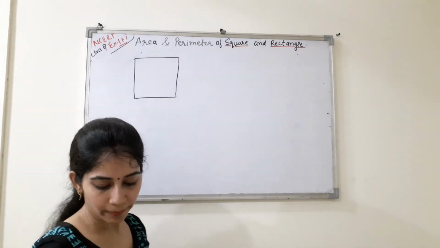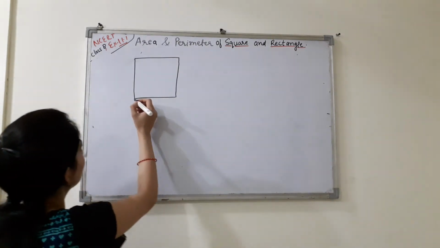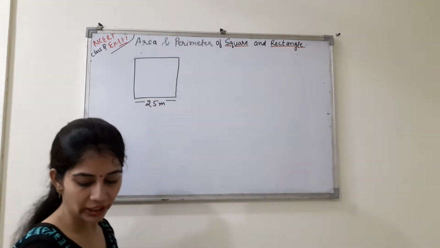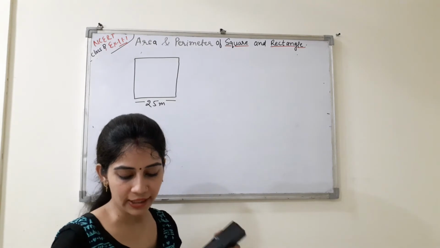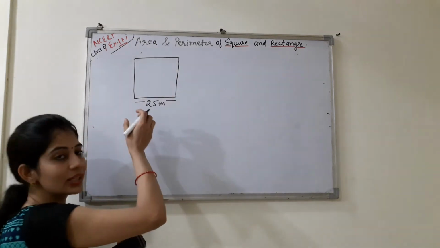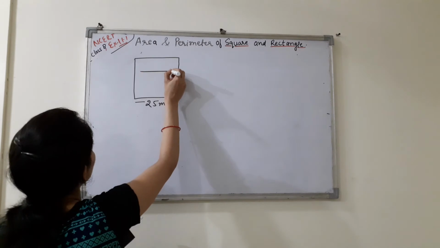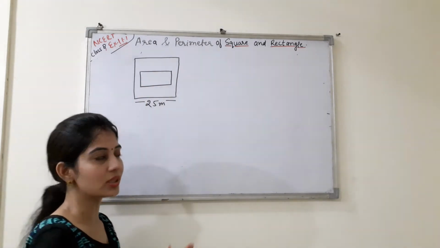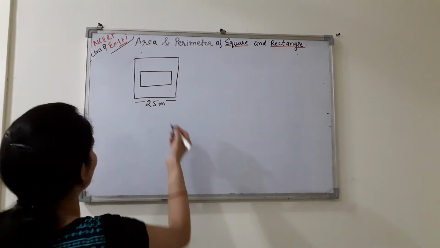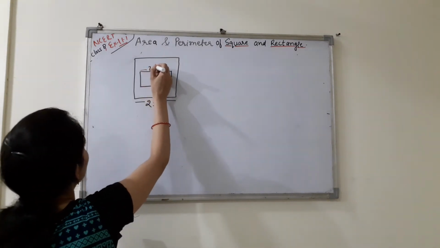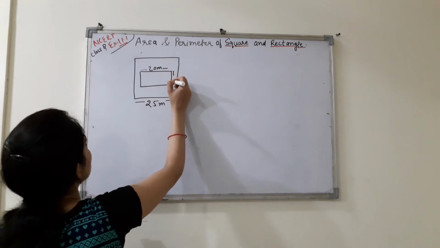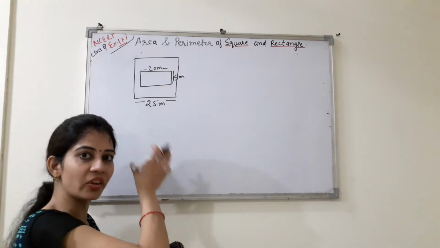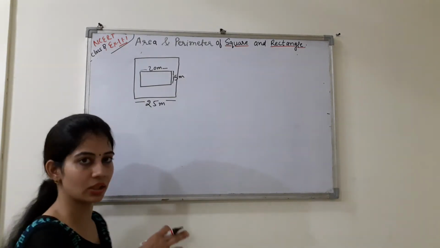So she has a square plot with the measurement you have given. Kitna hai? This is your 25 meter. Okay. Now she wants to construct a house in the middle of this plot, whose dimensions you have also given, that is your 20 meter and this is your 15 meter. Right? This diagram you have given in the question.